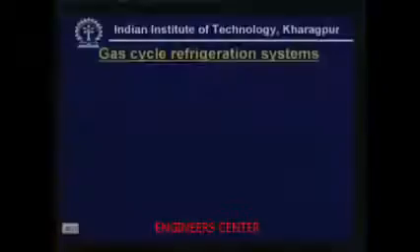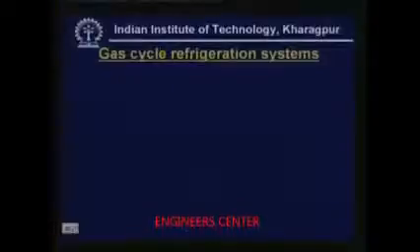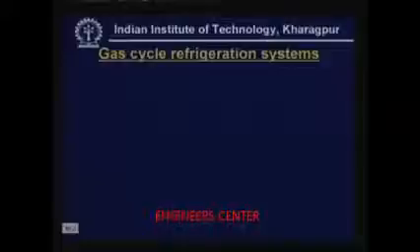Now let us look at another common and important type of refrigerant system, that is known as the gas cycle refrigerant system. This gas cycle refrigerant system is slightly different from the vapor refrigerant system. In the vapor refrigerant system we call it a vapor cycle because in cycles like vapor absorption and vapor compression systems, refrigeration is obtained as the working fluid undergoes a phase change.